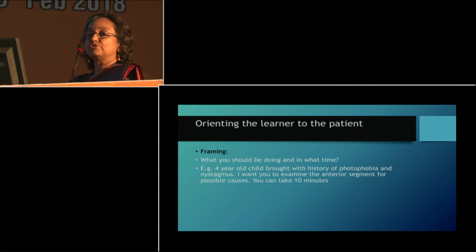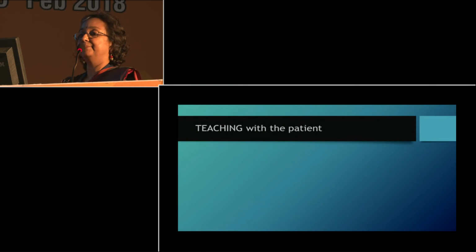So the other thing you can tell them is what framing you should be doing and in what time. For example, I'll tell them, look, this is a 4-year-old child, very cooperative kid, history of photophobia and nystagmus. I want you to examine the anterior segment for possible causes. You can take 10 minutes. I'm going to run, get myself a cup of coffee. I'll be back. I want you to have examined the anterior segment in 10 minutes. So you're also getting them ready for the exam, because exam is a very time-bound thing and very focused sort of examination. So this is called framing.